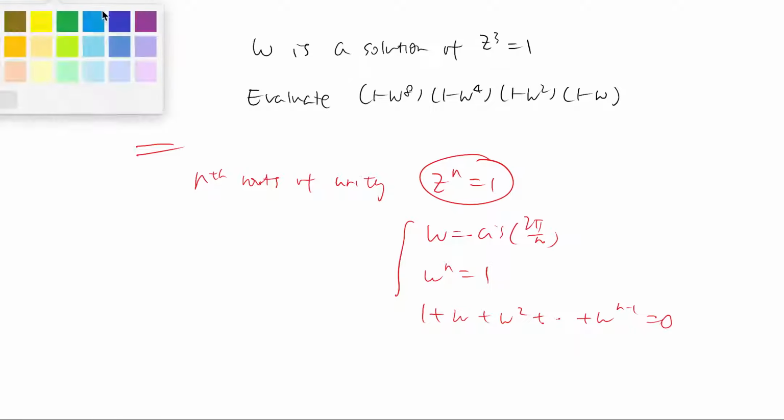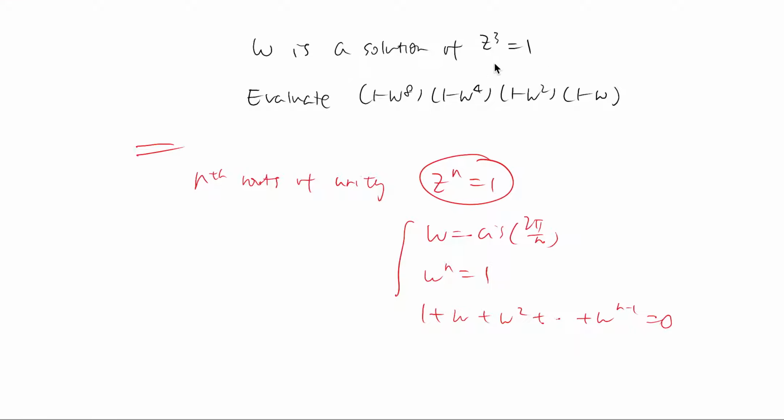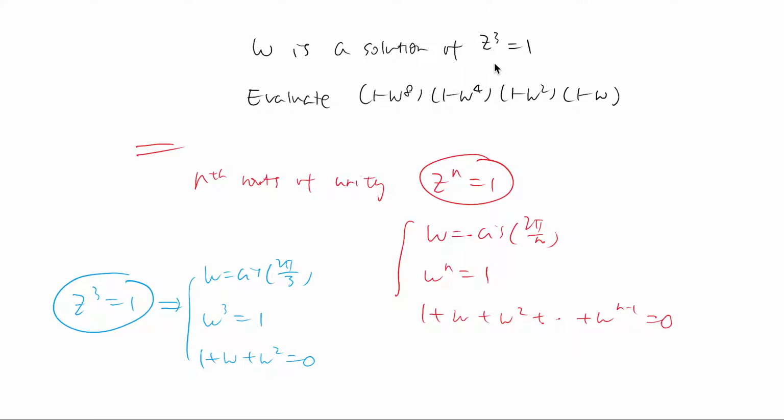So when the question tells you z to the power of 3 equals 1, immediately and quickly write down three things: w equals e to the power of 2 pi i over 3, then w to the power of 3 equals 1, and then 1 plus w plus w squared equals 0. That would be all the information you need to solve this problem.